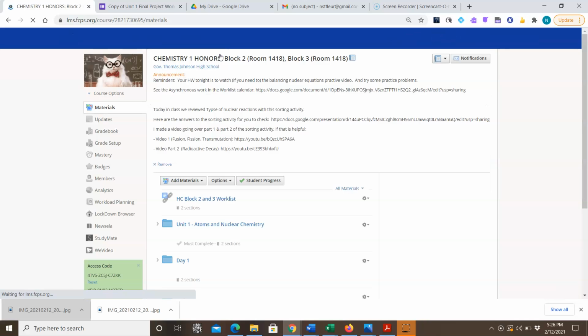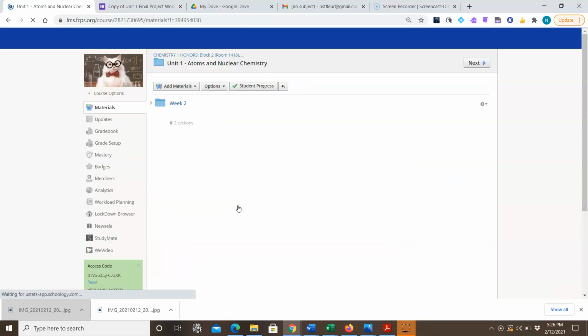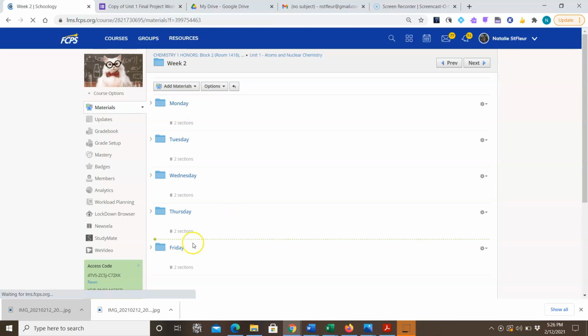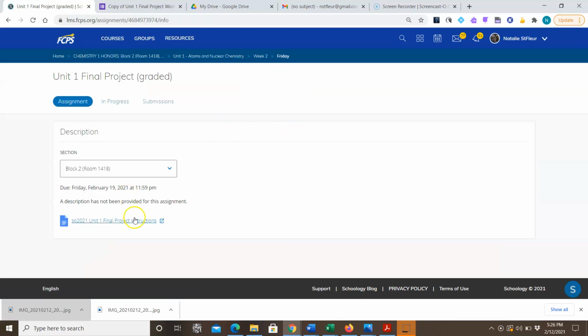Let me just go back to the main page so you can see how to access the project. We're in Unit 1. The project was issued in week 2 on Friday. So when you open up the project document, the first thing you want to do is take a moment to read through it for yourself so you have a sense of what the project's all about. If you need to pause this video to do that, make sure you do that now.